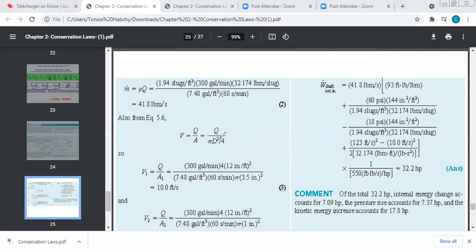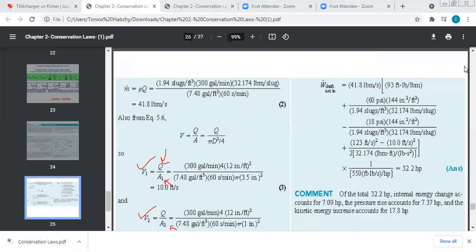So I can simply, since I know Q and I have the diameters for cross section 1 and cross section 2, calculate the areas: pi d1 squared over 4 for A1 and pi d2 squared over 4 for A2, and then I can calculate V1 and V2.